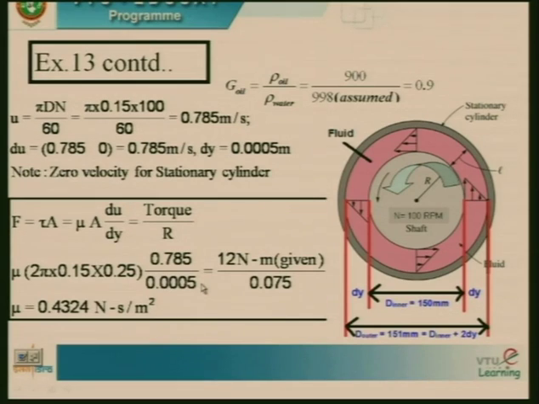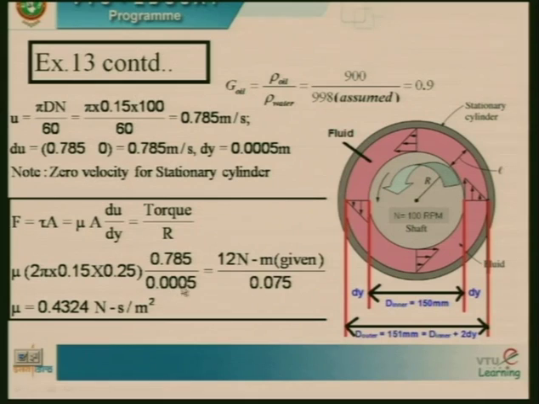Don't be in a hurry. 151 is equal to 150 plus 2 dy. 151 minus 150, you get only 1 mm, divided by 2, 0.5 mm. 0.5 divided by 1000, which is here as 0.0005. Substitute all the values. Please do it calmly and see that you get the viscosity of the given liquid. You can see the viscosity is 0.4324 Newton second per meter square or 0.43 poise.